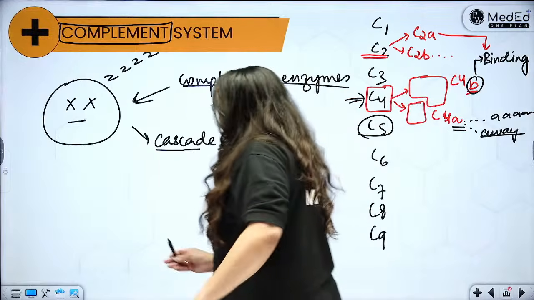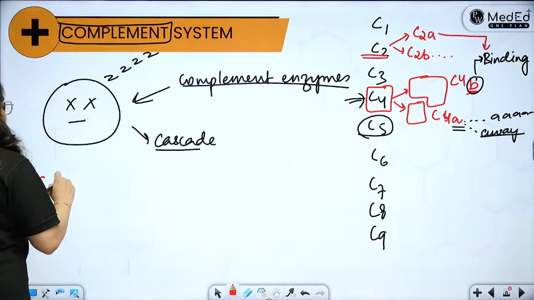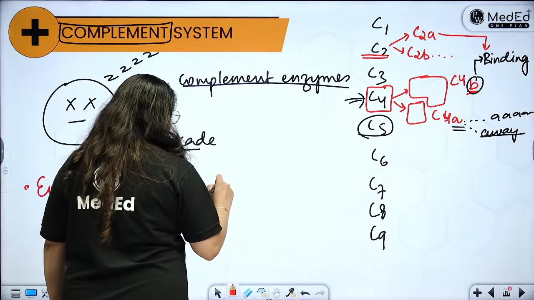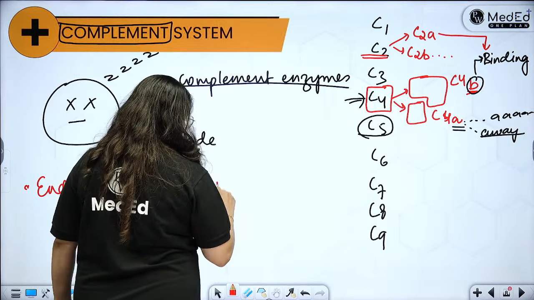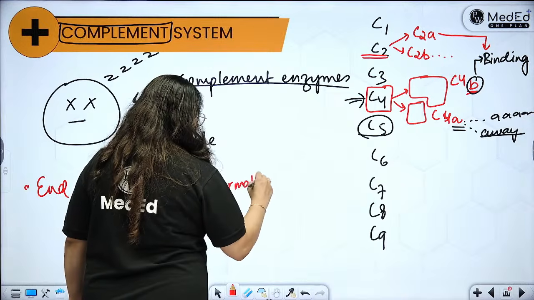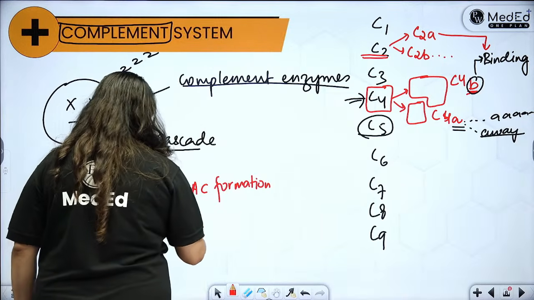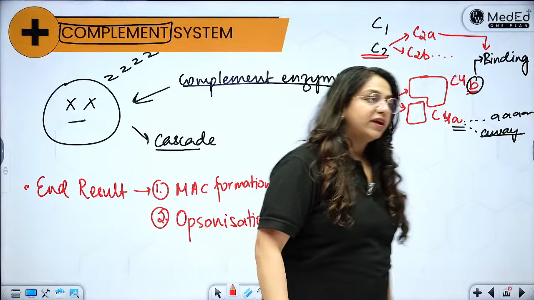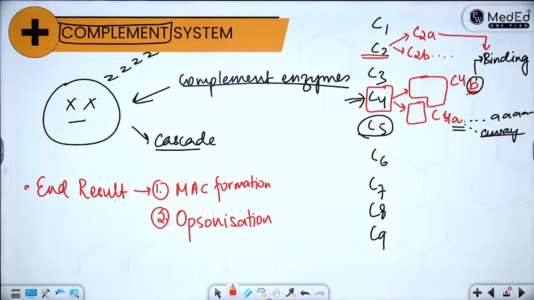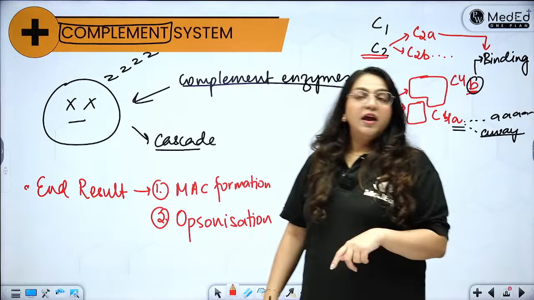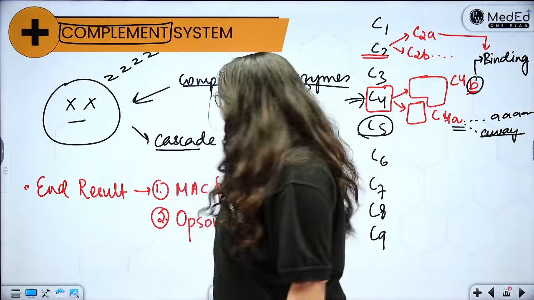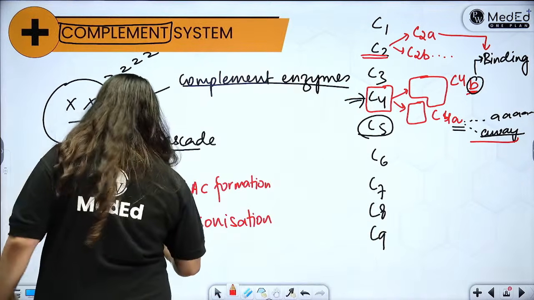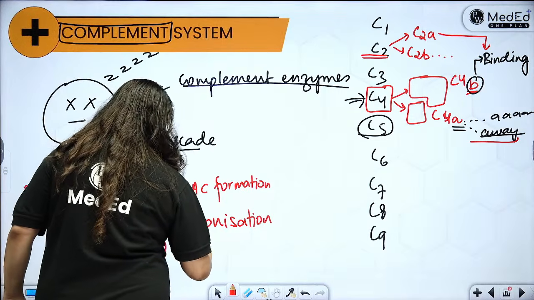So what are the 2 end results of complement activation or the complement cascade? It is MAC formation, membrane attack complex formation, and number 2, opsonization. And you know what is opsonization? It is the process by which my body makes the antigen tasty for the phagocytes to eat up. And of course, like I had said, the anaphylatoxins are going to go away and lead to anaphylaxis. So what is the third thing which happens? It is anaphylaxis.